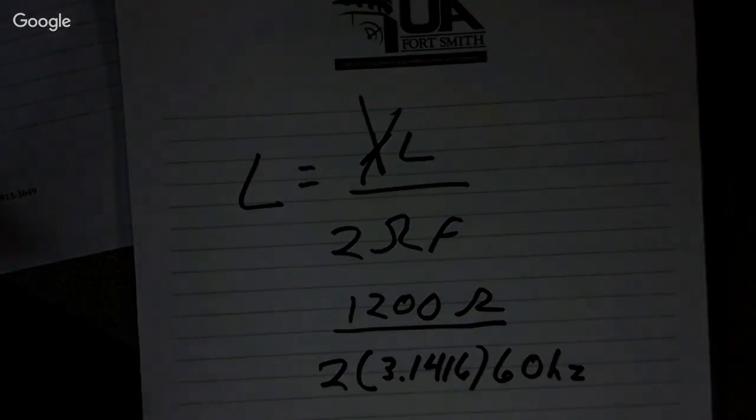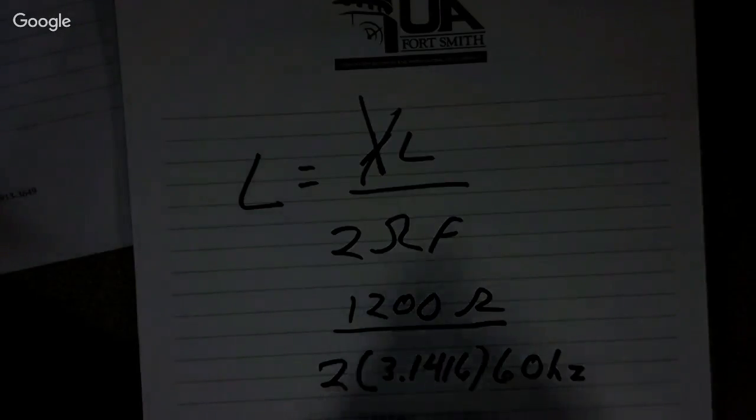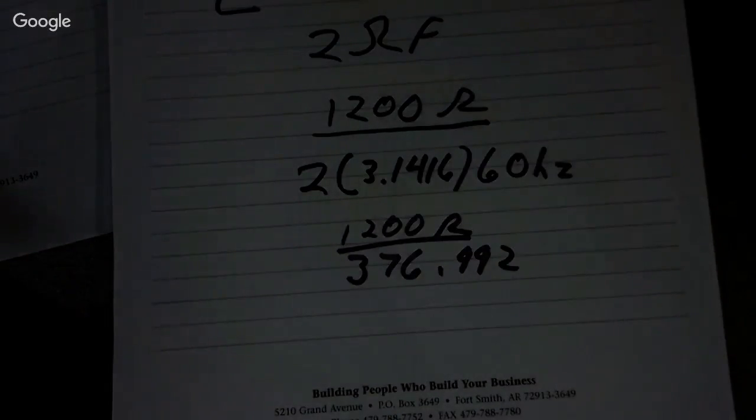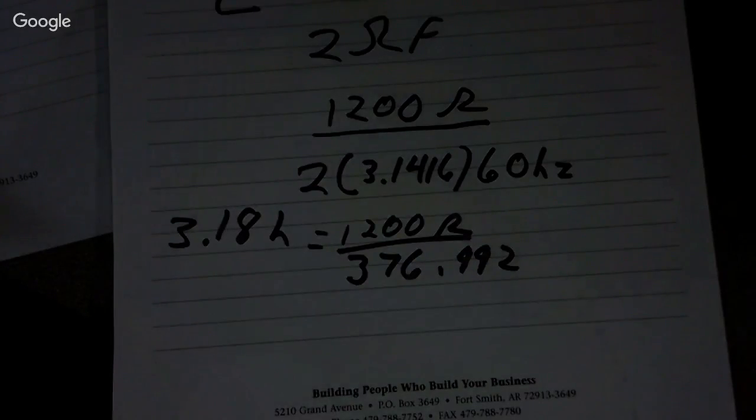And so if we do the math on that, we're going to do the bottom first. So we'll do 2 times 3.1416. Take the result, 6.2. We're going to multiply that by 60 hertz. And so that's going to come down here and give me 1200 divided by 376.992. So we're going to take 1200 divided by 376.992, which will give us 3.18 henries for that solenoid at 60 hertz in America.